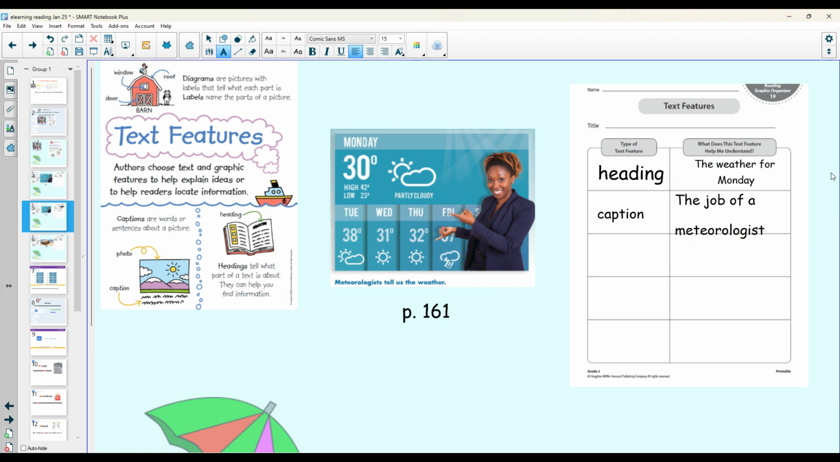Now, just like in class, if you want to use your own words to tell me what that text feature helps you understand, you go right ahead. Bonus points for you. If you want to copy what I have, you can. Just make sure you spell it correctly. I'm going to have you pause and fill out this row, and when you're done, come back to me.